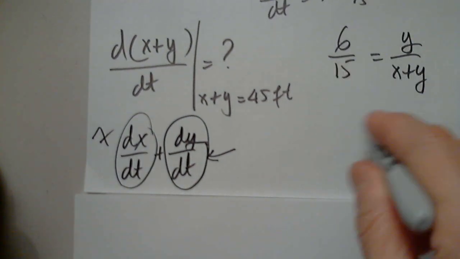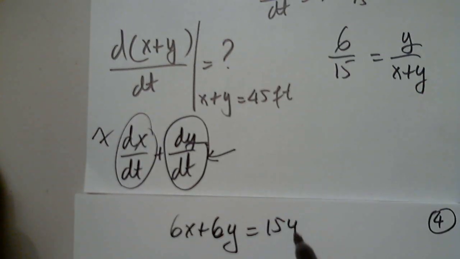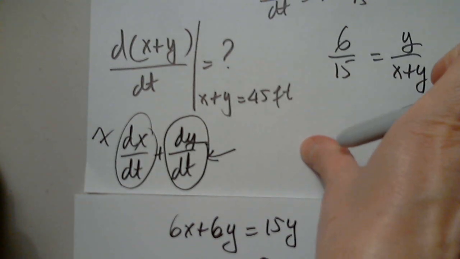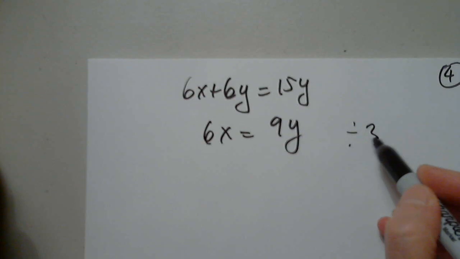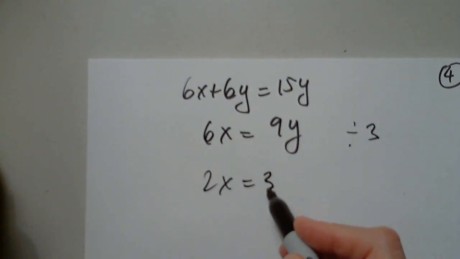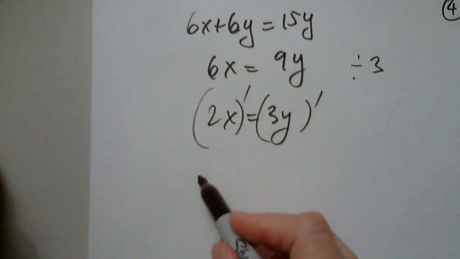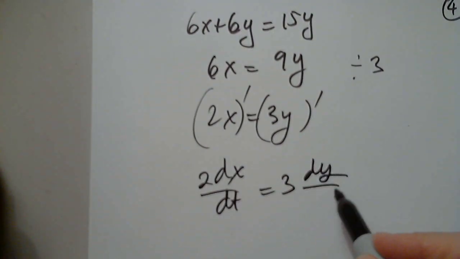Therefore, cross multiply. So 6x plus 6y equals 15y. Move 6y to the other side. Differentiate both sides. I'll simplify by 3. 2x equals 3y. This prime, this prime. 2 dx over dt equals 3 dy over dt.